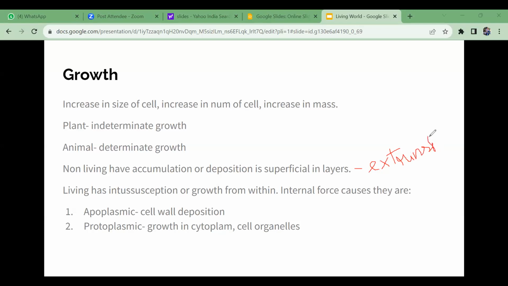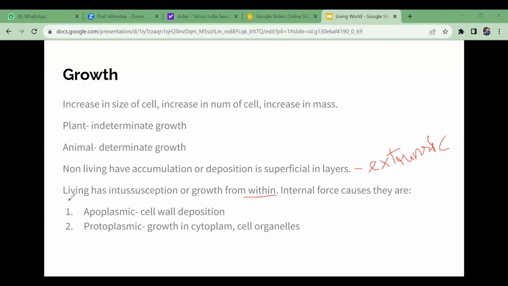Extrinsic growth is not shown by living organisms. They always grow from inside. Living beings grow from within, so an internal force causes them to grow. Now, what are these internal forces?